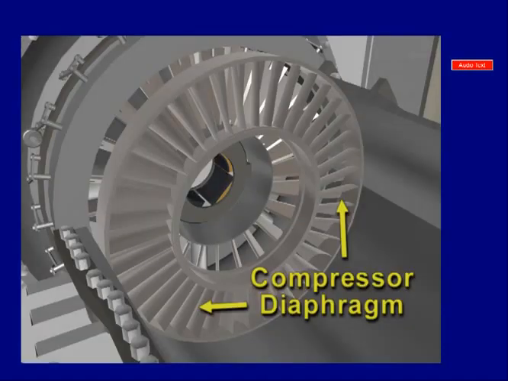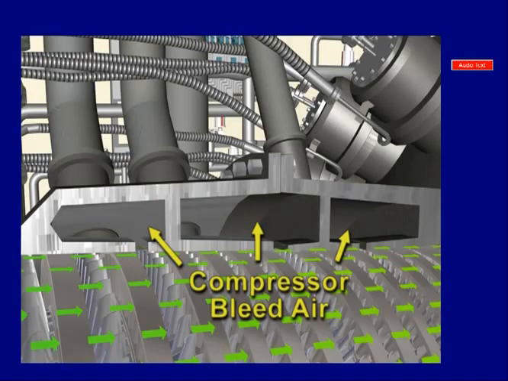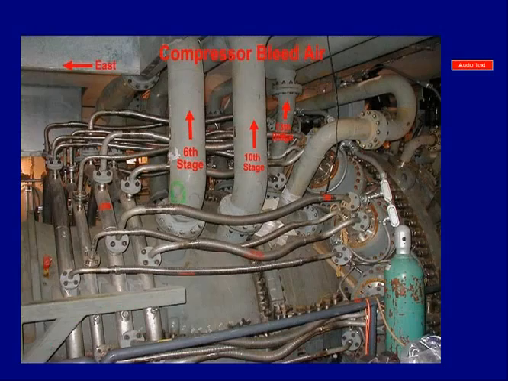The compressor diaphragm has stationary airfoil-shaped vanes mounted in semicircular rings set into the compressor housing. Through the use of variable inlet guide vanes and compressor stage bleed vanes, the compressor bleed air system controls the amount of air flowing in the compressor section to prevent pressure surging or blade stalling.